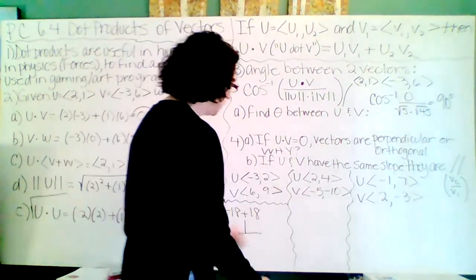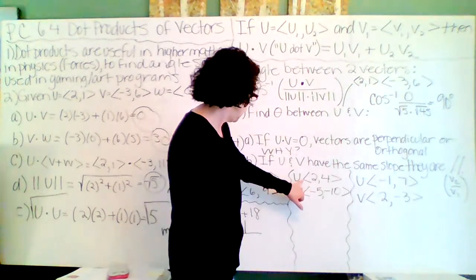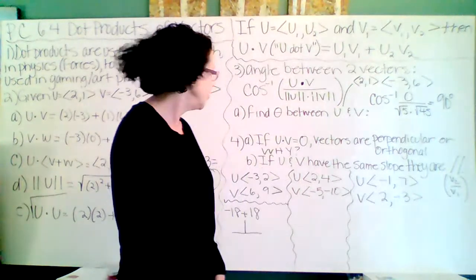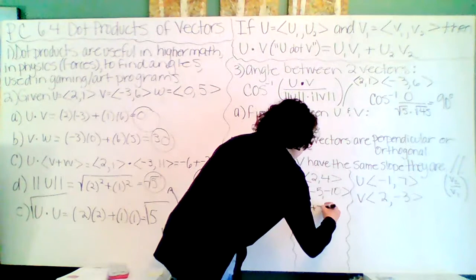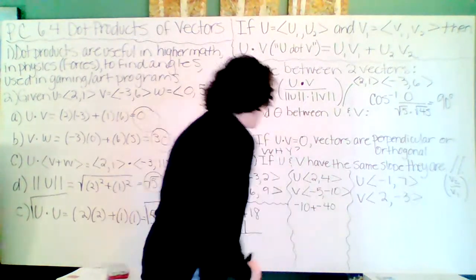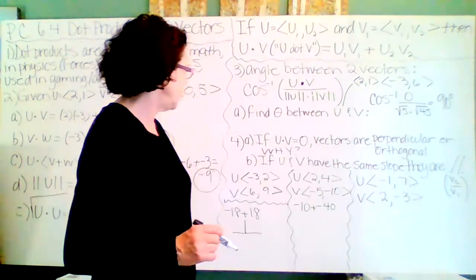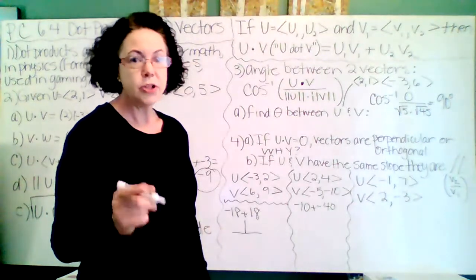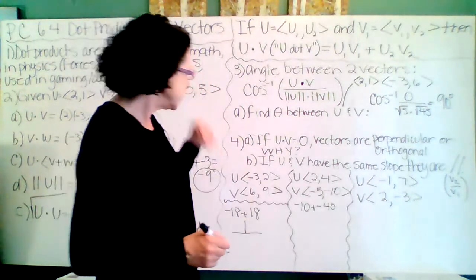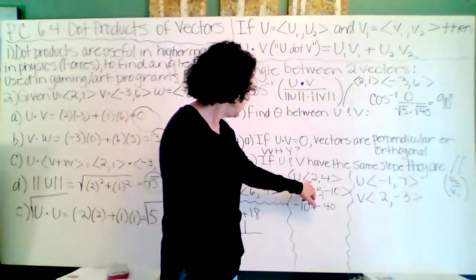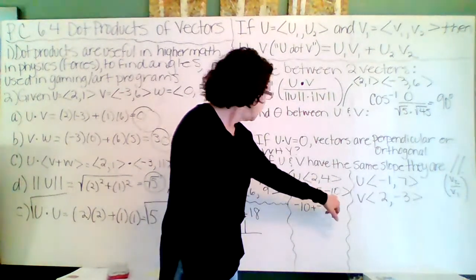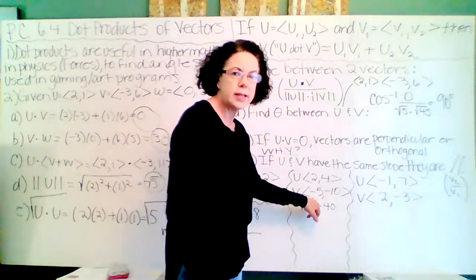There's a symbol for perpendicular or orthogonal. Okay, let's find the dot product of these two vectors, u and v. This would be -10 plus negative 40. Notice that these vectors are not perpendicular. Let's check their slope. Now, the slope is just the vertical component divided by the horizontal component.